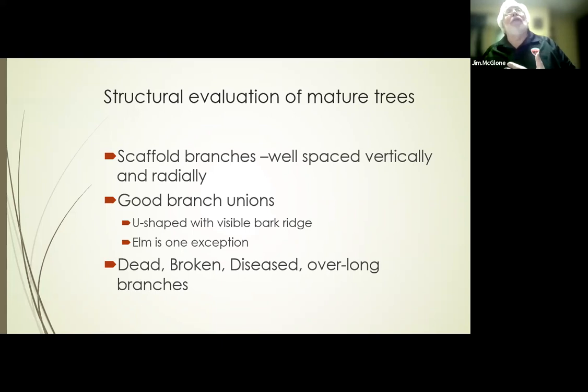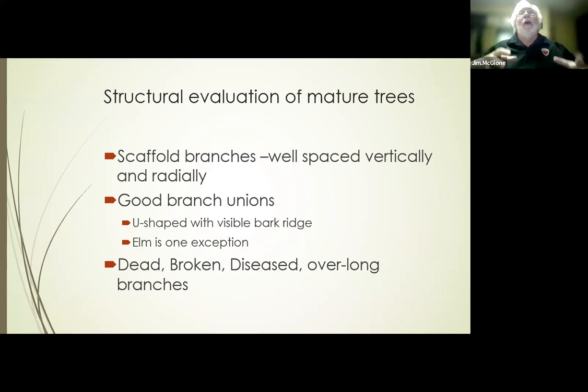With very long branches, especially with ice storms and snowstorms, that can cause problems, and you can get structural defects, or you can get failures because of just the physics of the length of the lever arm and the amount of weight you're putting on the end. Generally, with mature trees with those overlong branches, that's where you're looking at doing reduction cuts rather than removal cuts.